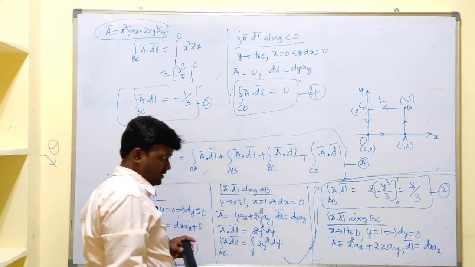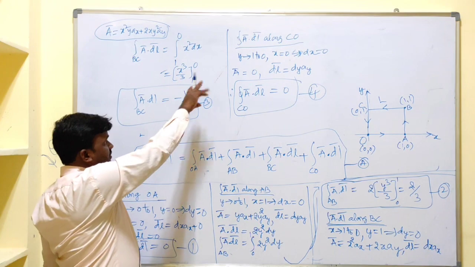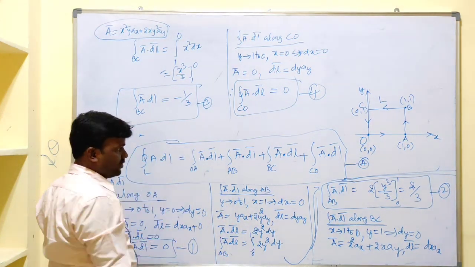By adding all these, or else by substituting 1, 2, 3, 4 in this one, you will get what?